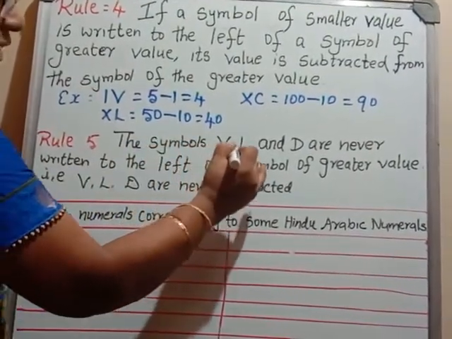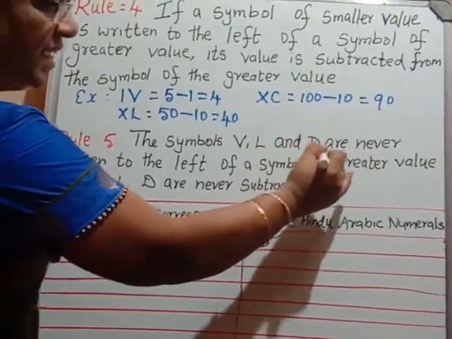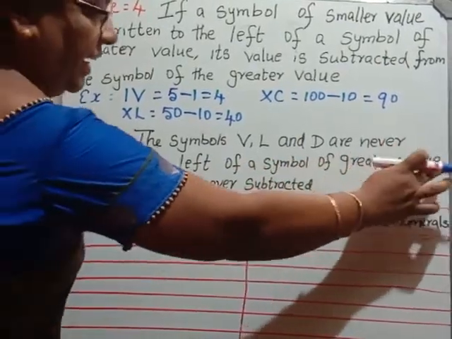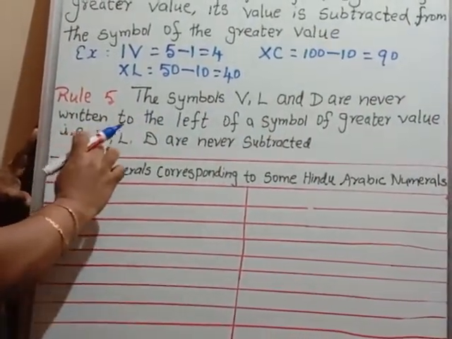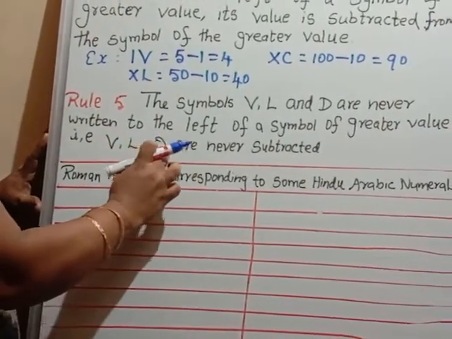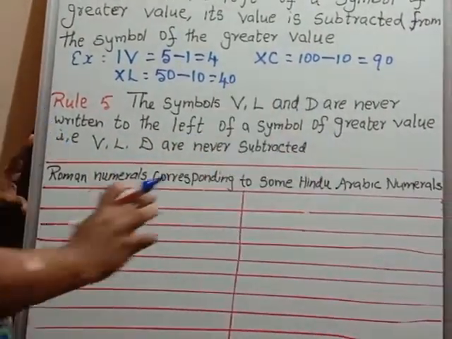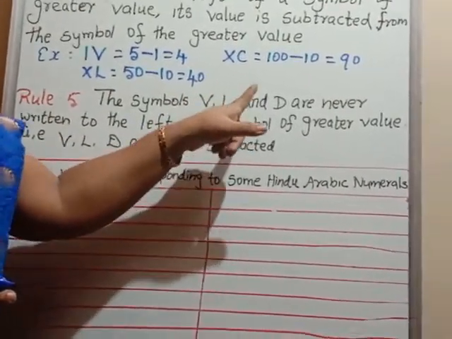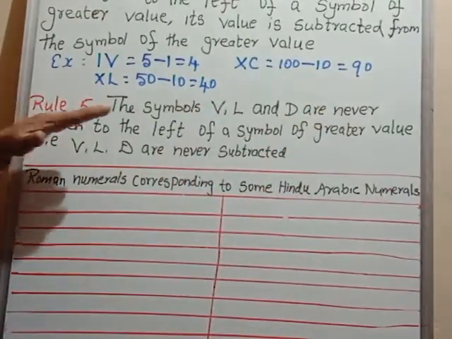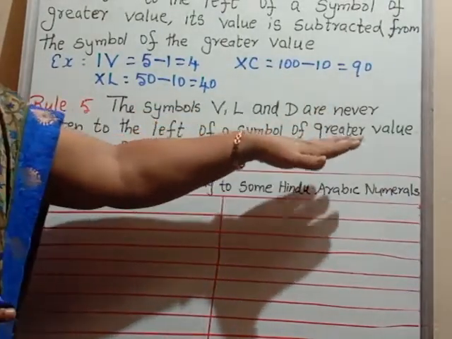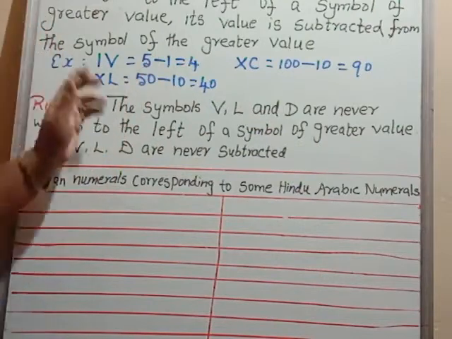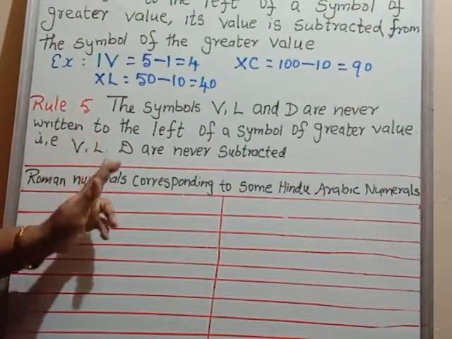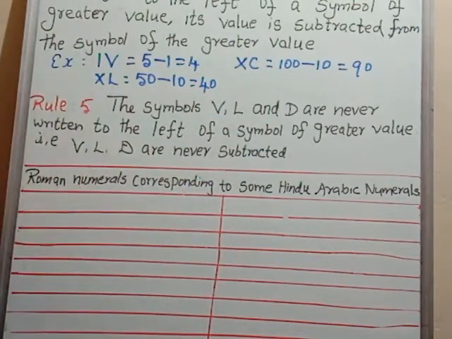The symbols V, L and D are never written to the left of a symbol of greater value. That is, V, L and D are never subtracted. What is rule 5? The symbols V, L and D are never written to the left of a symbol of greater value. We never write these letters to the left side of the greater value. That is, V, L and D are never subtracted.